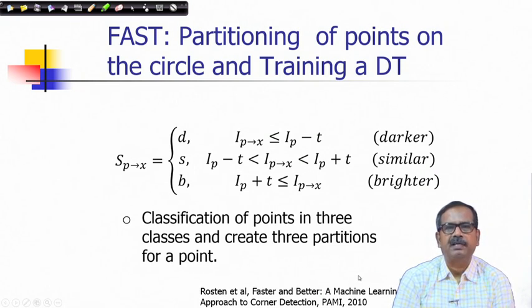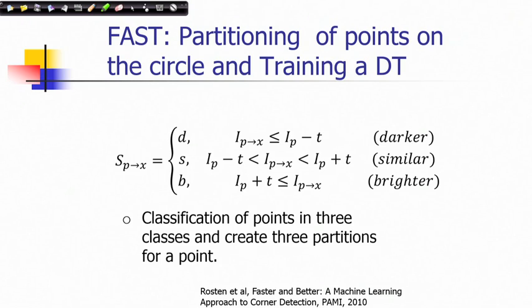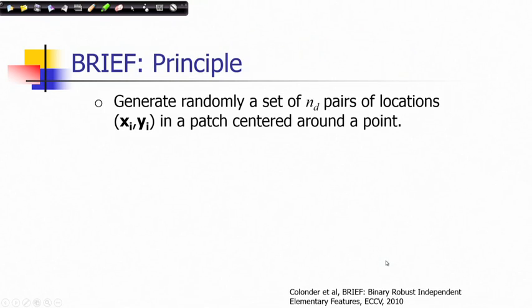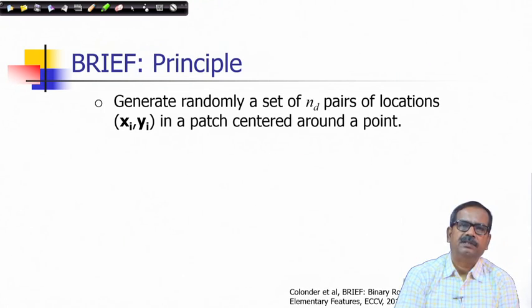So, the problem is the classification of points in 3 classes and create 3 partitions for a point, and then you can train a decision tree. So, now let me describe a descriptor, discuss about a descriptor around a key point.